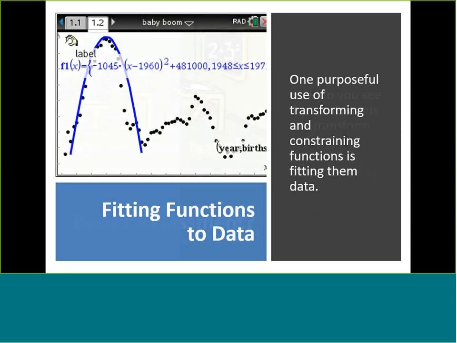One of the files that Mike will share with you at the end of this is the baby boom data. I had students fitting quadratic models to Canadian baby boom data. I'm assuming that American data would be quite similar. It shows the number of births per year, which is a meaningful and purposeful use of transforming and constraining functions. You notice that I chopped off my quadratic model starting at around 1947, I think it was.